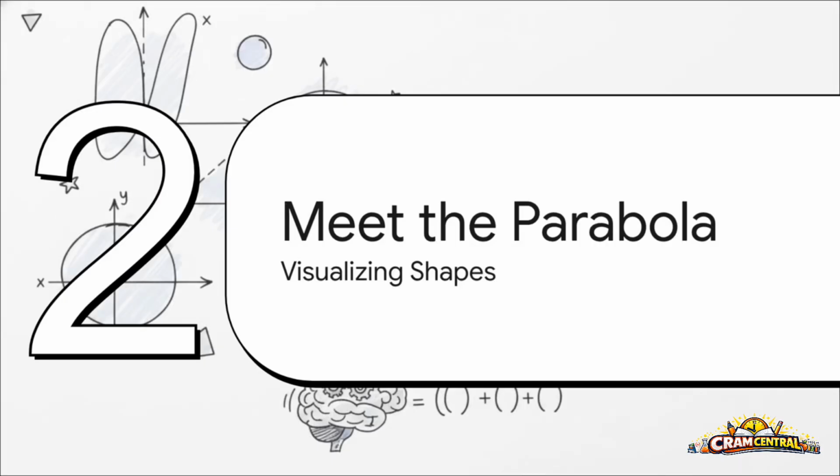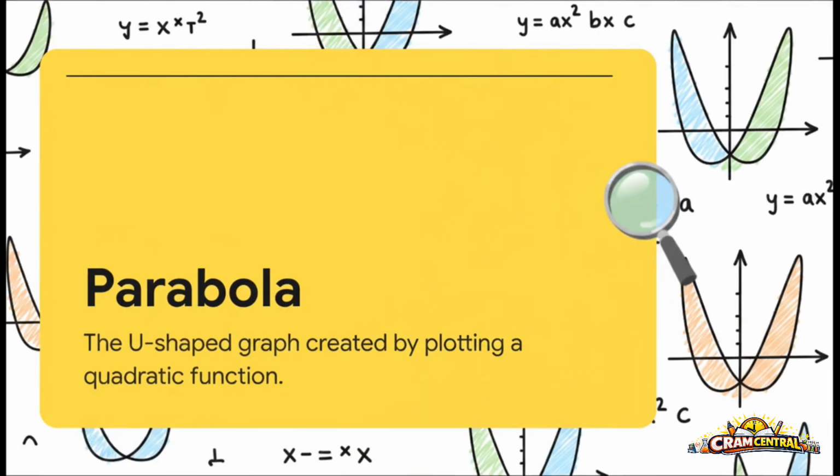Moving right along to section 2, let's meet the parabola and put some visual shapes to the math. Whenever you map a quadratic function onto a coordinate plane, it always creates a very specific, undeniable shape, the parabola. This is that signature, sweeping U-shaped graph created by plotting our equation. Seriously, every single quadratic equation in existence forms this exact U shape.